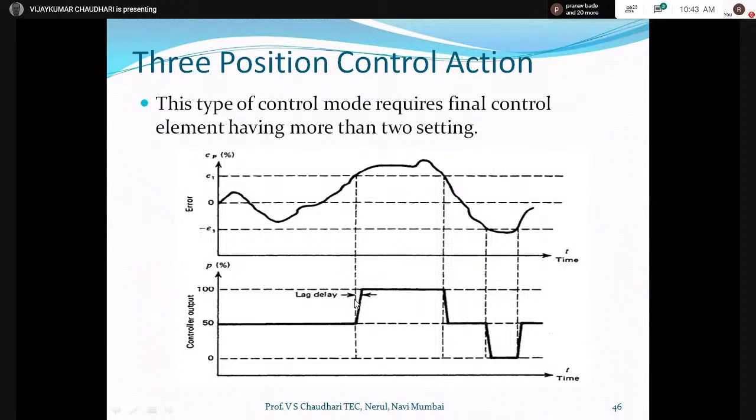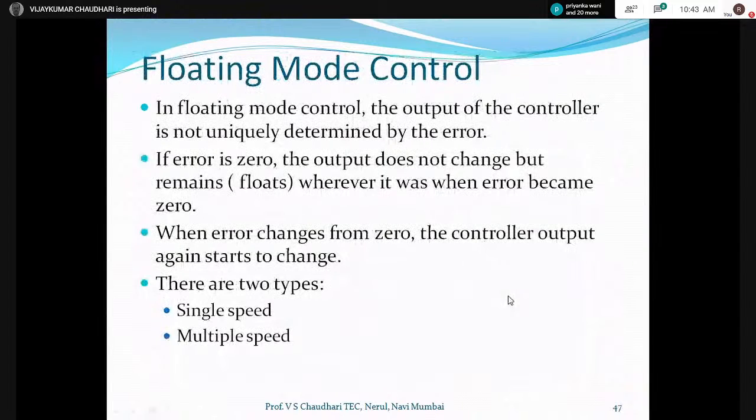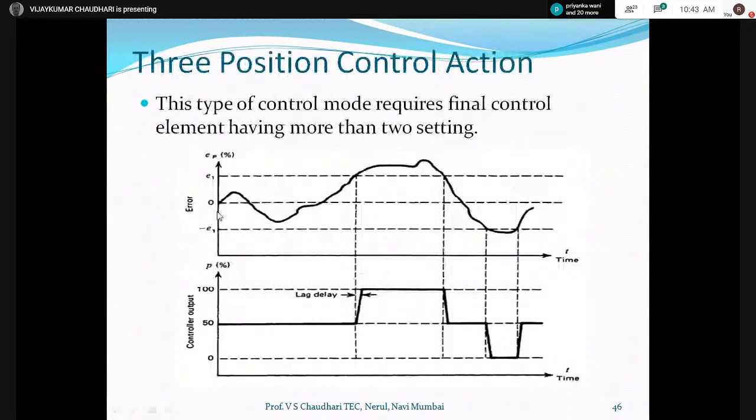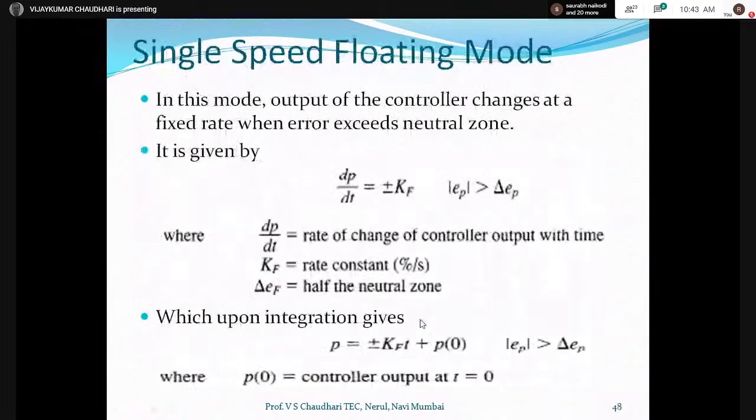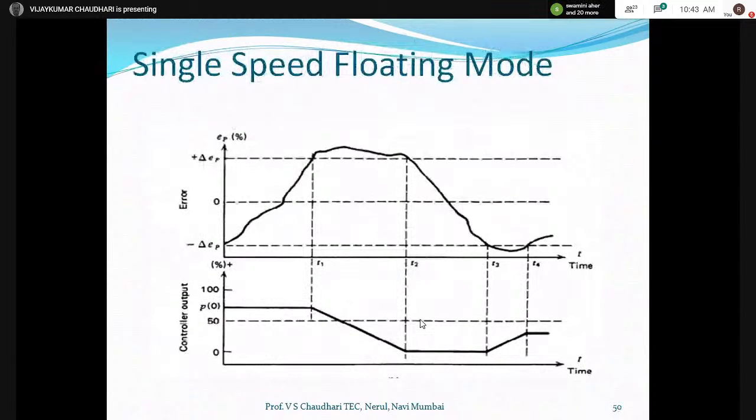Here it is constant, suddenly changes, suddenly changes, suddenly changes, and so on. Right? The controller output. I am not talking of the error. Error may be a continuous function of time, but the controller output is not a continuous function of time. So it changes.